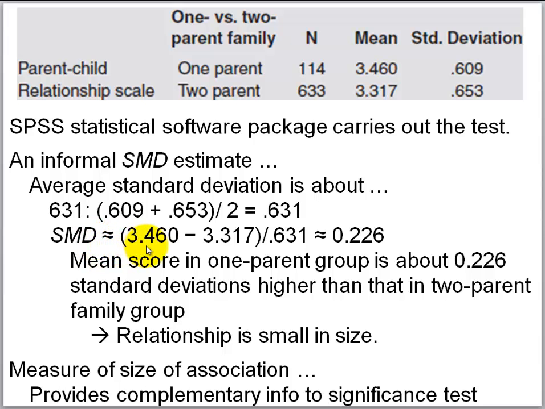And so here is an approximation of the standardized mean difference. We'll take the mean in one-parent families, we'll subtract the mean in two-parent families, we'll divide by the approximate standard deviation in each group, and we get 0.226. So this is telling us that in our samples, the mean score in one-parent families is about 0.226 standard deviations higher than is the mean score in two-parent families.